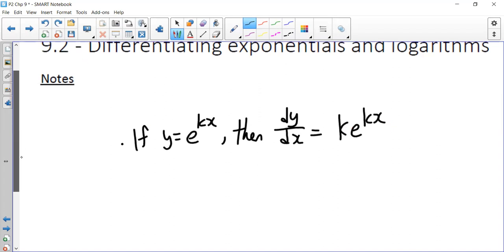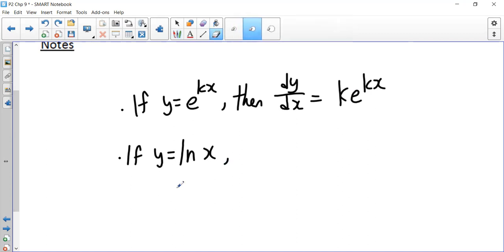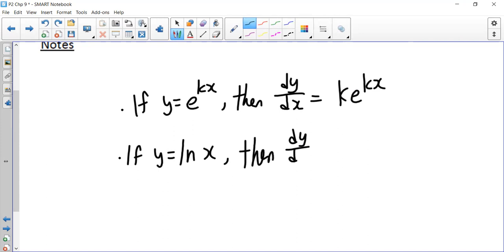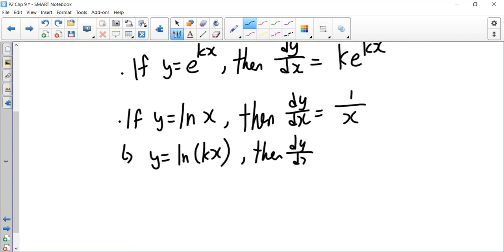Next one, if y equals ln x, then this is a given. You will have to remember it. Then dy by dx, the derivative of ln x, will be 1 over x. Just an extra point extending from this: if y equals ln kx, then dy by dx will also equal 1 over x. The k just disappears.